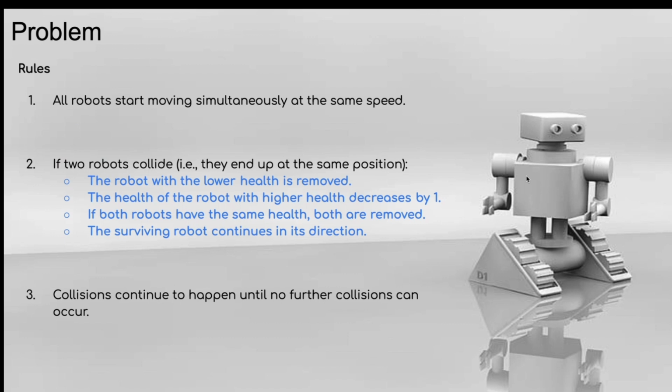So these are the rules. All the robots move simultaneously at the same speed, so there is no issue with the speed or the timing. All the robots are moving at the same time. If two robots collide, the robot with the lower health is removed, and the health of the healthier robot is decreased by 1. If both robots have the same health, both are removed. The surviving robot continues in the same direction. These are the points we need to remember when solving this problem.